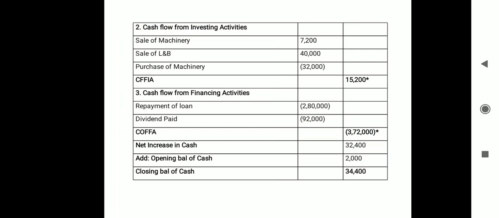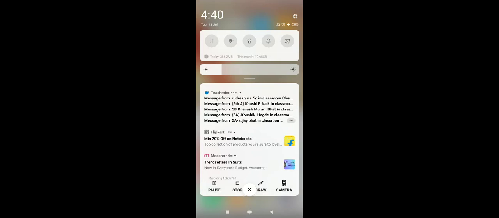34,400. Because if you remember, in 2015 we had a bank value of 32,000 and a cash value of 2,400, both of which, I told you, are cash or cash equivalents. So 32,000 plus 2,400, the total closing balance of cash is 34,400, which we are getting here. That means the solution is clear. So just try to solve it, and if you have any doubts related to the subject, you can definitely ask me. Till then, thank you. Have a nice day.